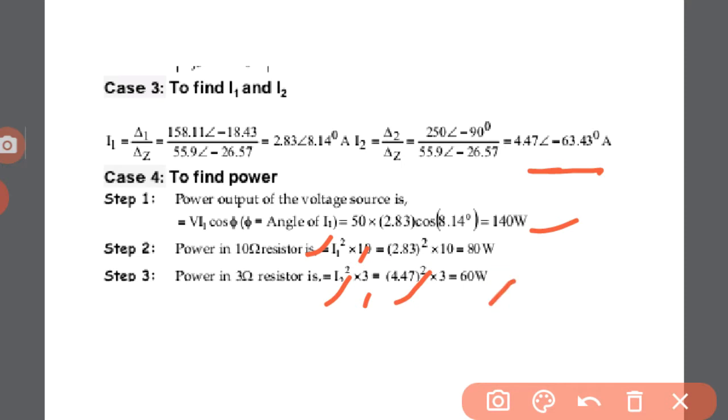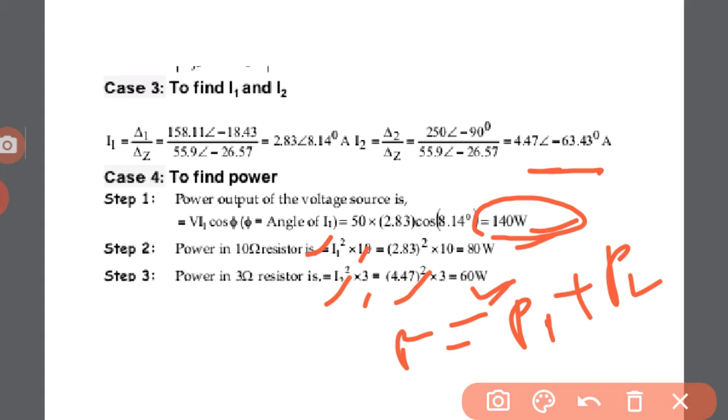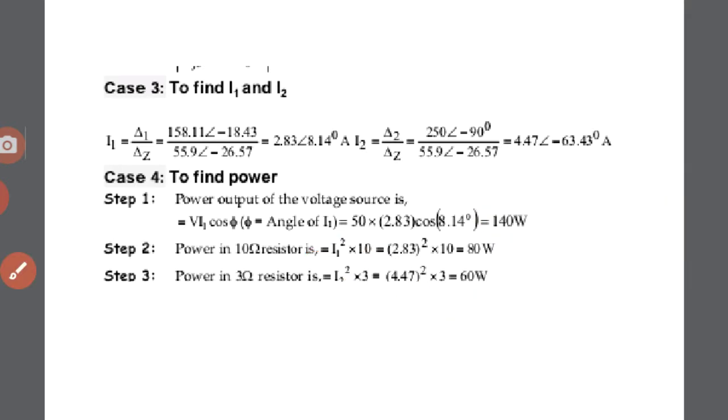To verify whether this power is correct or not: the source power is 140 watts. The power across the resistors is one 80 watts, another 60 watts. The power is P1 plus P2, where P1 is 80 and P2 is 60. 80 plus 60 equals 140, which is equal to our source power of 140. So in this way we can verify whether the power generated by the source is equal or not.